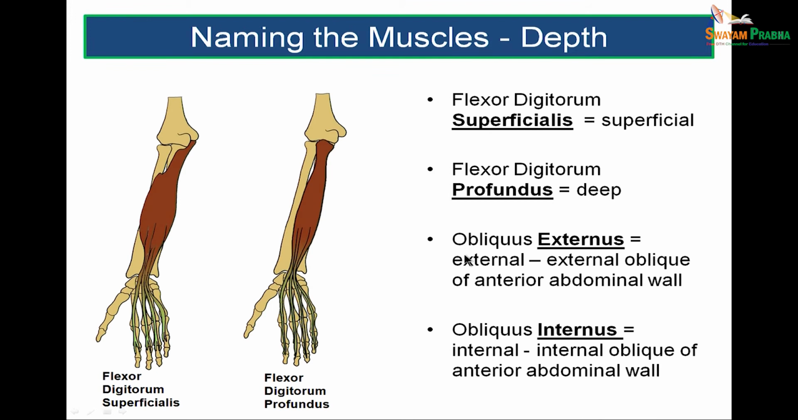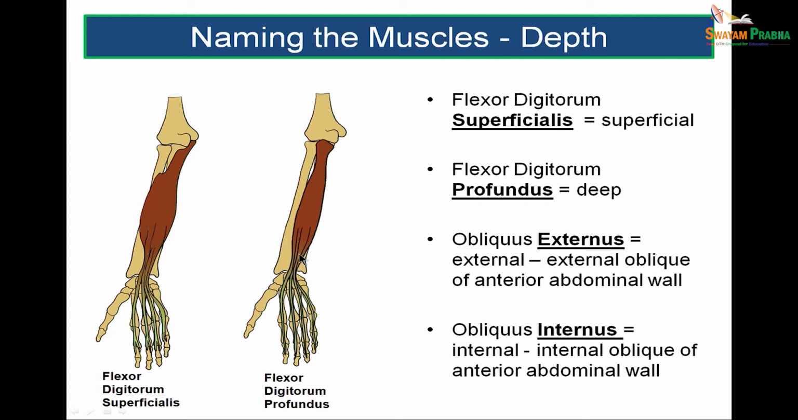Naming the muscles based on how deep they lie. For example, in the forearm, there are 2 muscles which are both flexor digitorum, but one is superficially placed and the next one is under that, or deeply placed. So, flexor digitorum superficialis and flexor digitorum profundus.